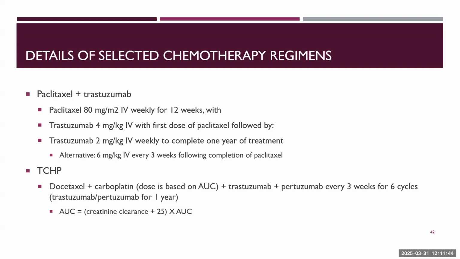Alternatively, you can move to every 3 weeks after completion of paclitaxel, so you don't have to have the patient come back to the infusion center as often. And that would be 6 mg per kg every 3 weeks.